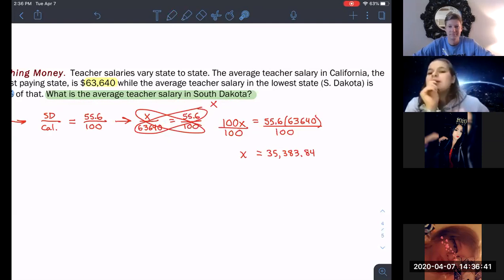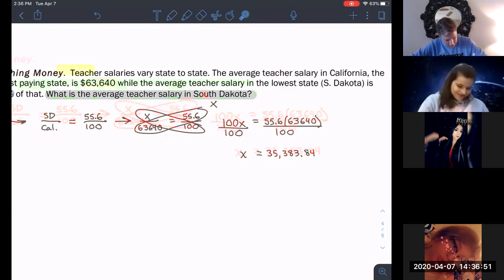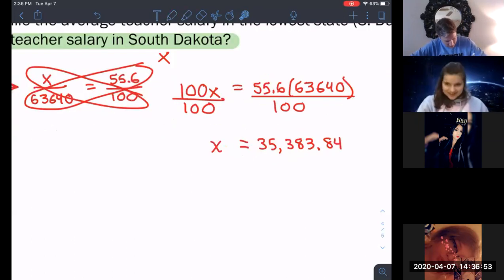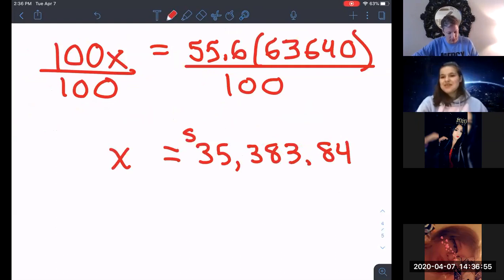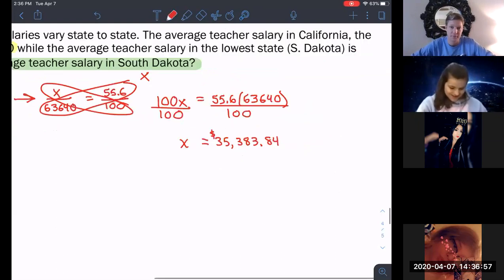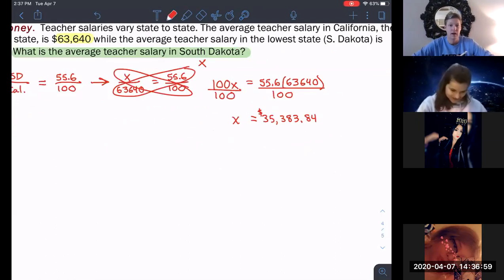I know what to put, but what do you call that thing? A dollar sign? Yeah, that's what we want, right? Because they're asking us for a teacher's salary, so that's measured in dollars. A good way to answer this with a complete sentence would be: the average teacher salary in South Dakota is $35,383.84. Okay, and that's all you really have to do.